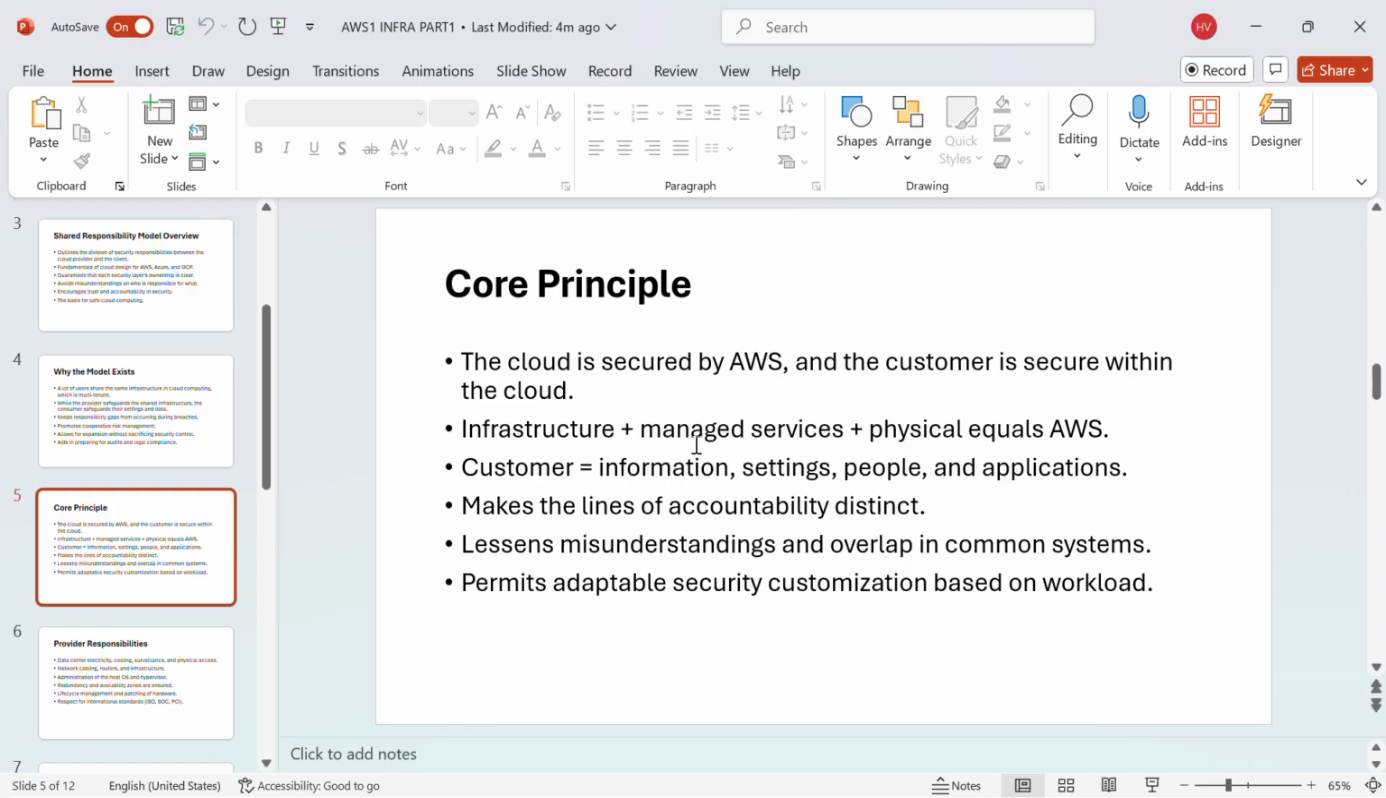Core principles. The cloud is secured by AWS, and the customer is secure within the cloud. Infrastructure plus managed services plus physical equals AWS. Consumer equals information, settings, people, and applications. It makes the lines of accountability distinct, lessens misunderstandings and overlap in common systems, and permits adaptable security customization based on workload.